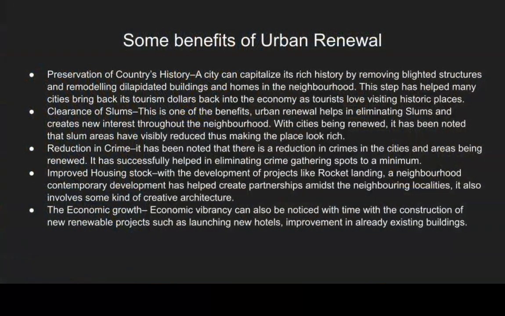There is also the argument that urban renewal provides a clearance for slums, and this is one of the things that they tout as a benefit. Urban renewal helps in eliminating slums and creates new interest throughout the neighborhood. With cities being renewed, it has been noted that the slum areas have visibly reduced, thus making the place look more valuable. Reduction in crime. Urban renewal is also a component that is used to explain a reduction in crime in areas that have gone through the process of urban renewal.